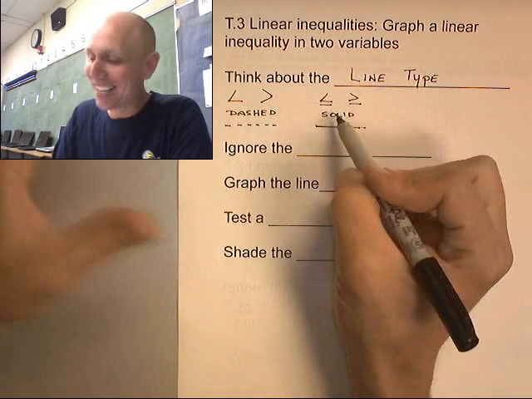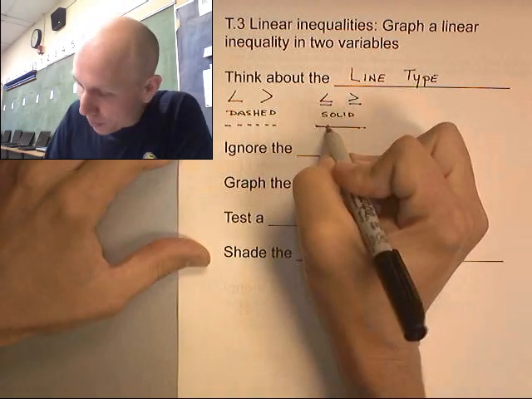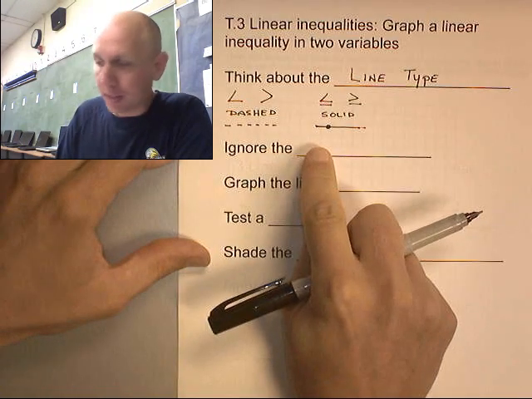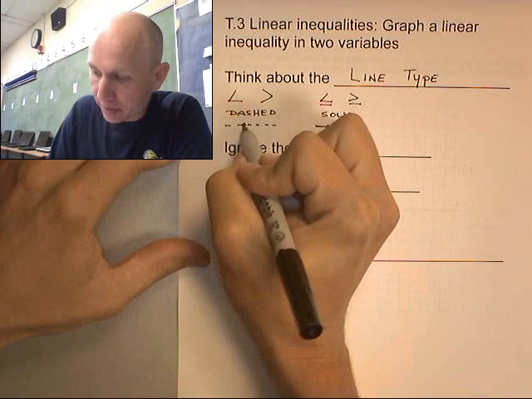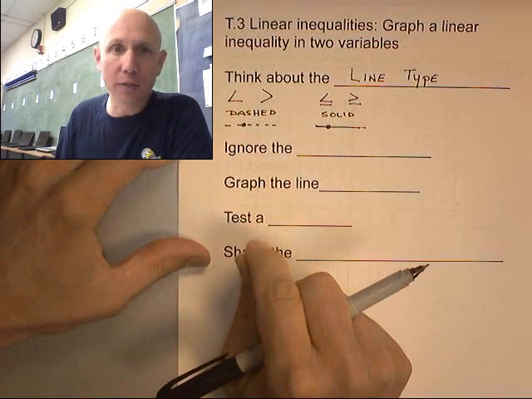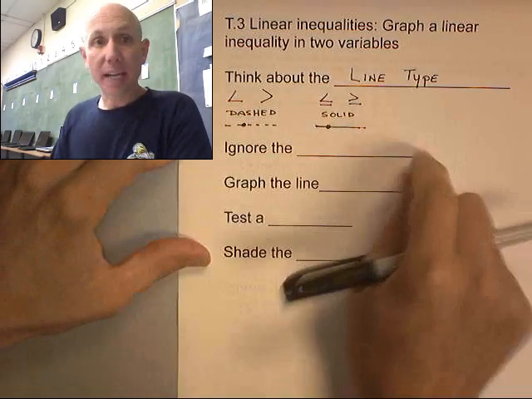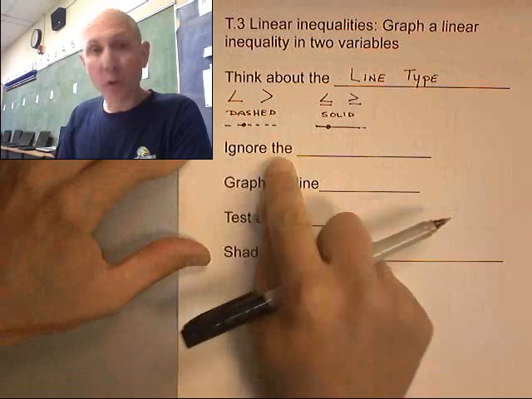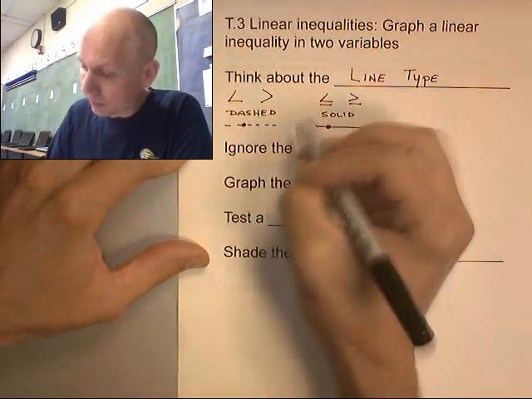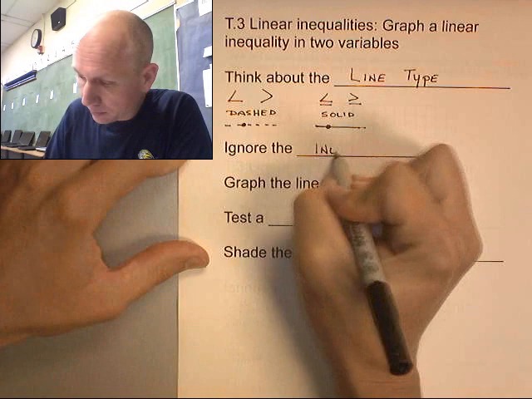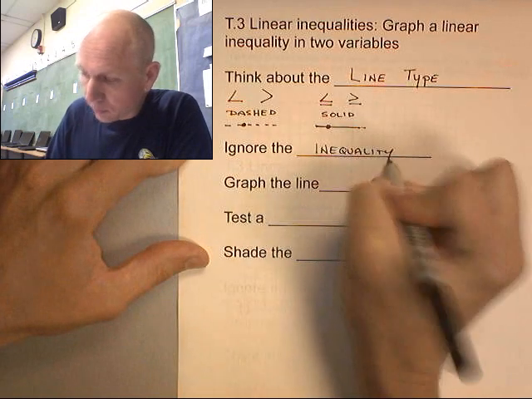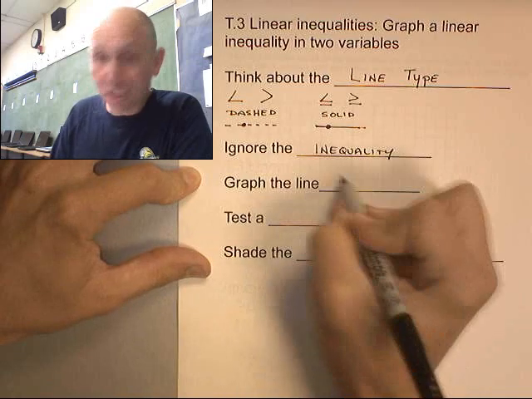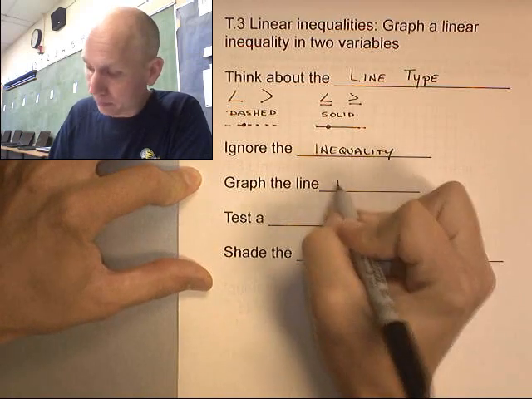So if I have a point on a solid line, it's actually a solution. A point that's on a dashed line is not a solution. So think about the line type. That's your first thing. Then you're going to ignore the inequality. You're going to graph the line, pretending that it's an equation.